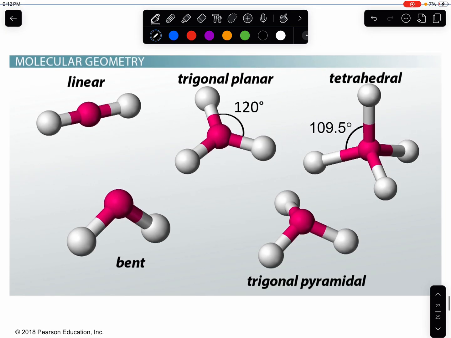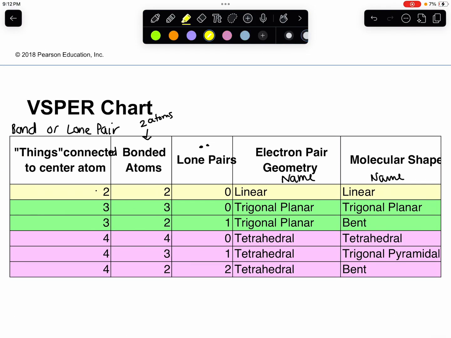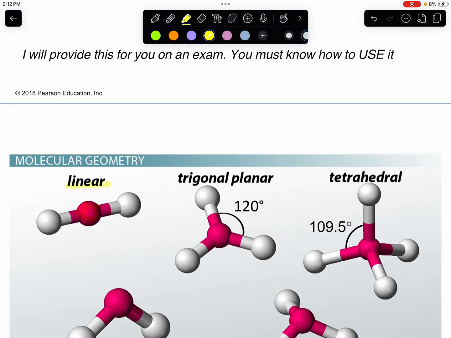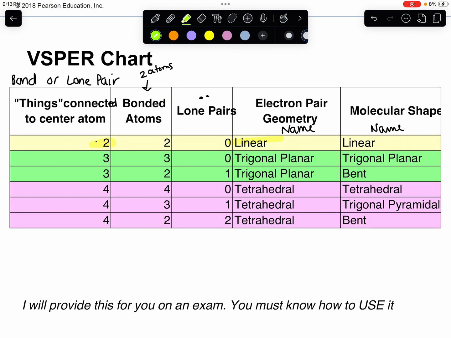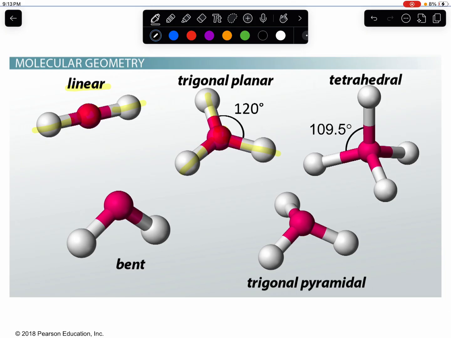So here is what these words are kind of representing in space. When we have something that is linear, it means that it is going to have two things connected to it. And you can see here the linear shape has a center atom and two connections. So trigonal planar is a center atom and three connections. We can go ahead and look up here. Trigonal planar has three connections. And we're going to actually see that three things could mean that they are all bonded, or they are two bonded and one lone pair, and that affects the molecular shape name, which you're going to see down here.